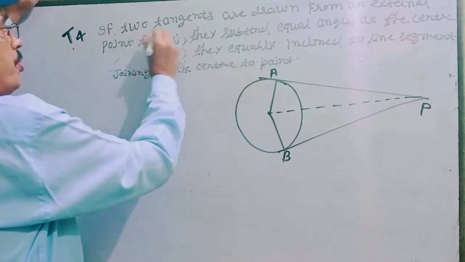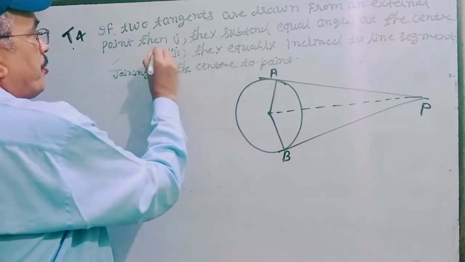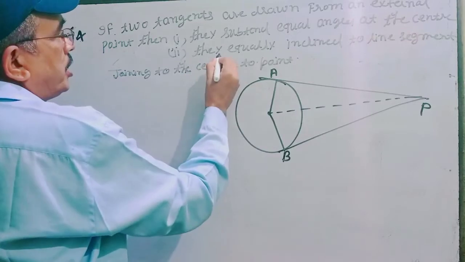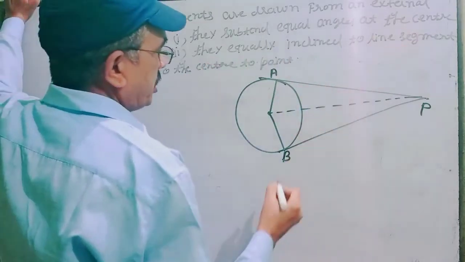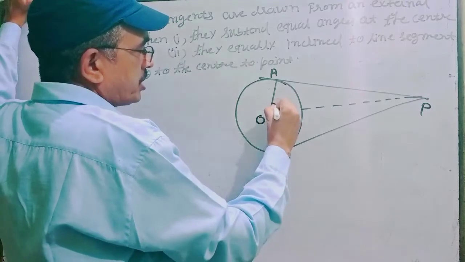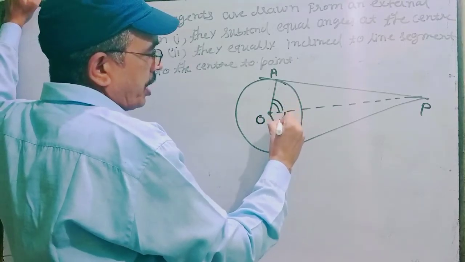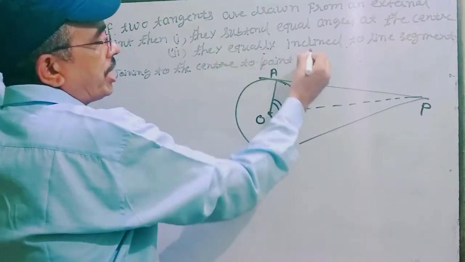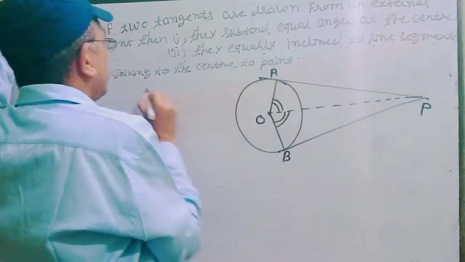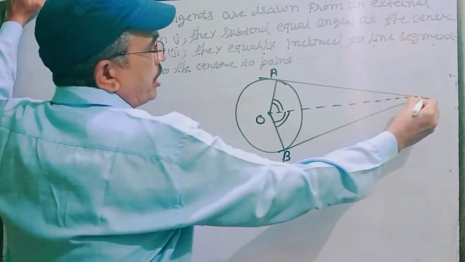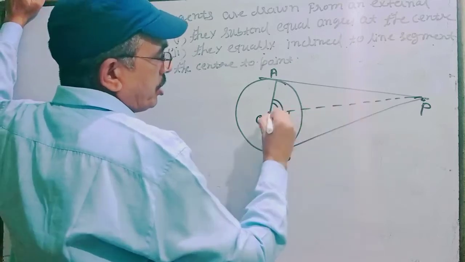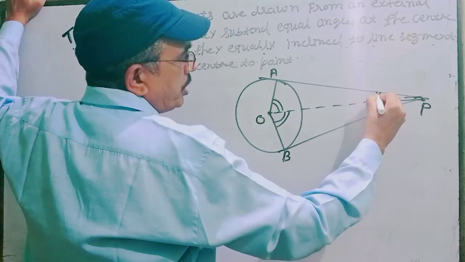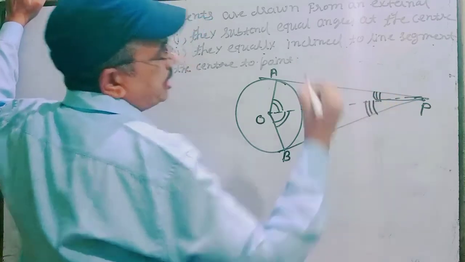Then if two tangents are drawn from an external point, they subtend equal angles at the center and they are equally inclined to the line segment joining the center to the point of contact. That means equal angles are made at the center. That means you have to prove this angle is equal to this, and also that they are equally inclined to the line segment joining the center to the point of contact. So you have to prove this angle is equal to this angle.